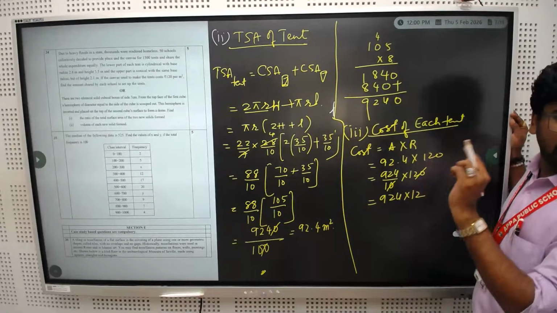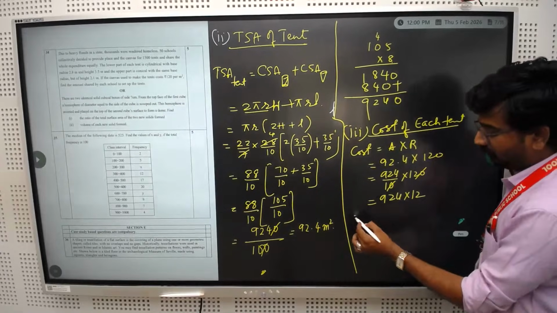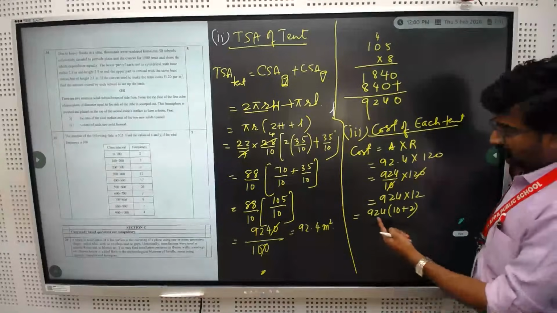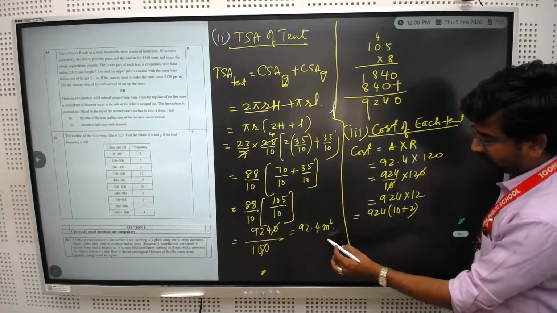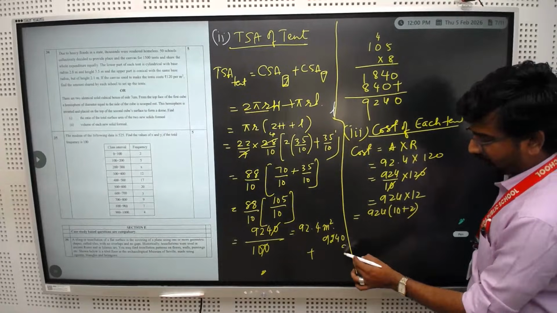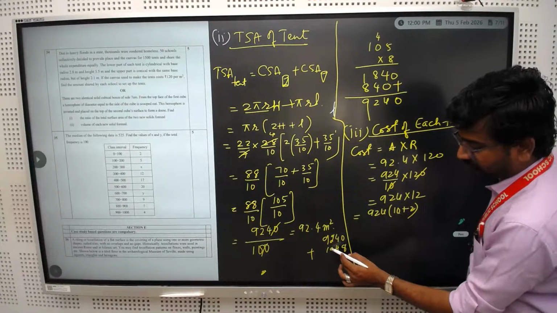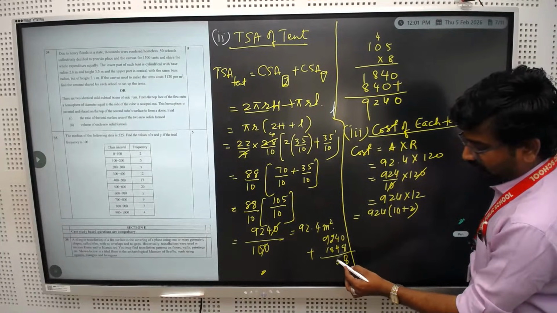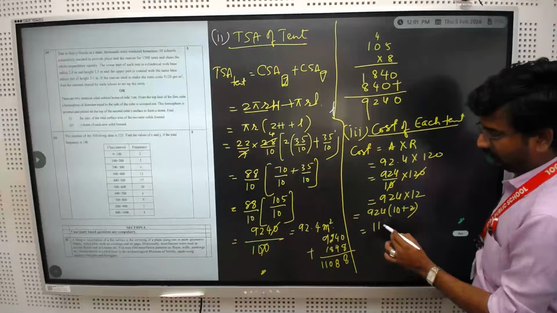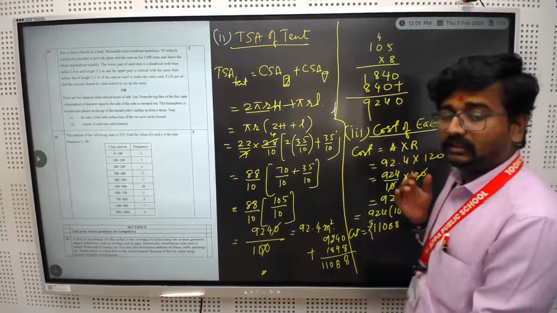Now 924, again don't multiply like small kids, 924 into 12. No, apply the distributive property. What is the distributive property? 12 can be written as 10 plus 2. 924 tens are 9240, plus 2 4s are 8, 2 2s are 4, 2 9s are 18, giving 11088. This is the cost. But how many tents are they preparing?